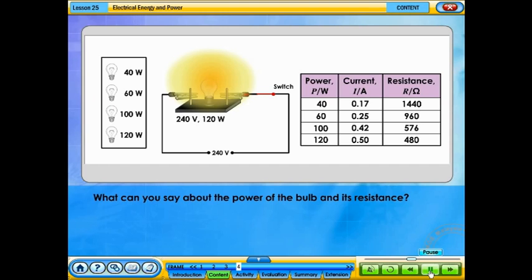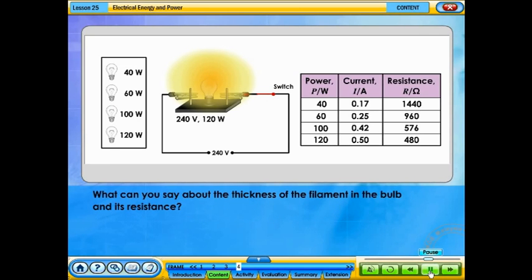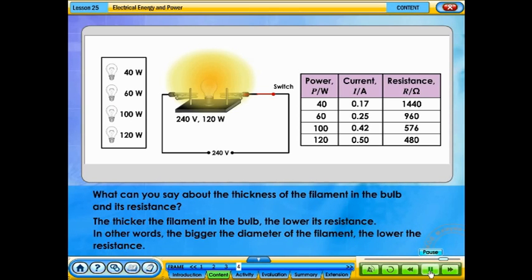What can you say about the power of the bulb and its resistance? The higher the power of the bulb, the lower its resistance. What can you say about the thickness of the filament in the bulb and its resistance? The thicker the filament in the bulb, the lower its resistance. In other words, the bigger the diameter of the filament, the lower the resistance.